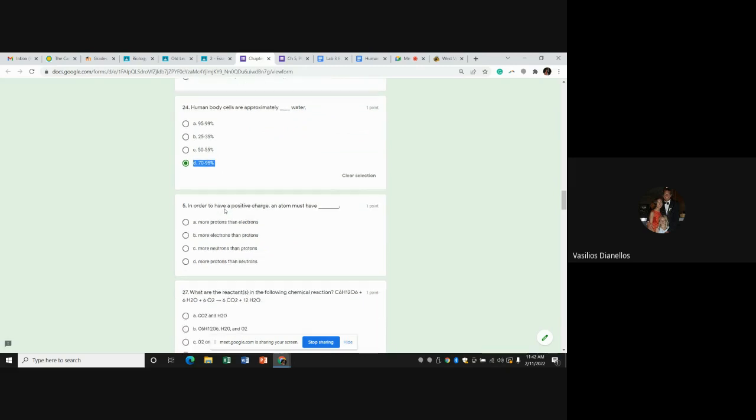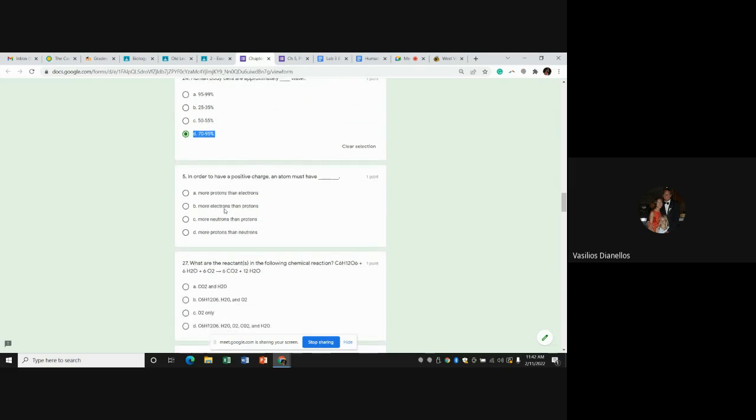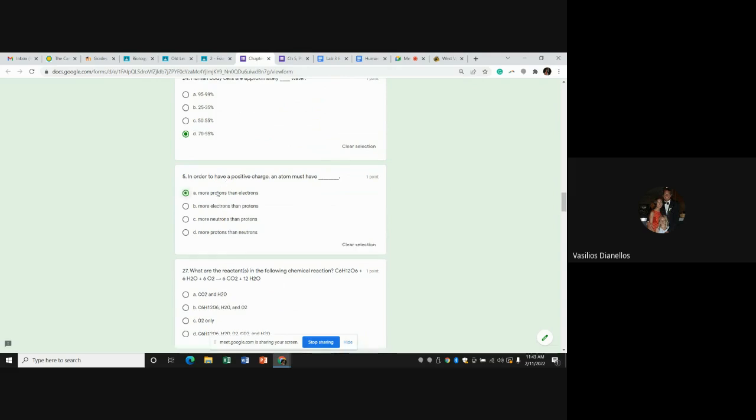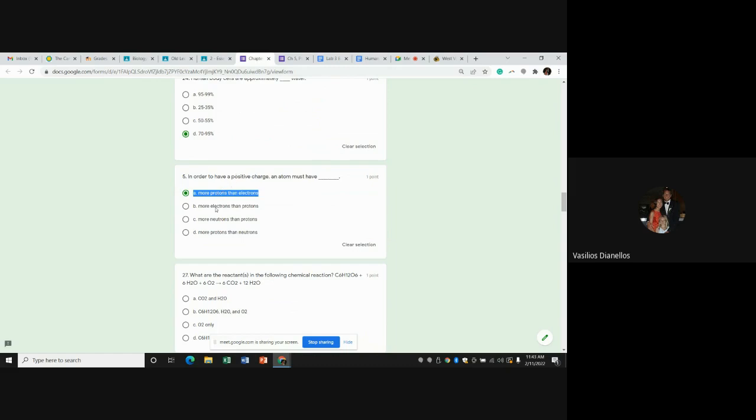That is the answer. In order to have a positive charge, an atom must have what? This is easy, right? Protons are positive, electrons are negative. Just remember that. So then once you know that, look at the options. More protons than electrons? Boom, there's the answer. More electrons than protons? No, that would be negative. More neutrons than protons? Nope, neutrons are neutral. They won't affect anything. And more protons and neutrons, again, neutrons are neutral, so they won't affect anything.